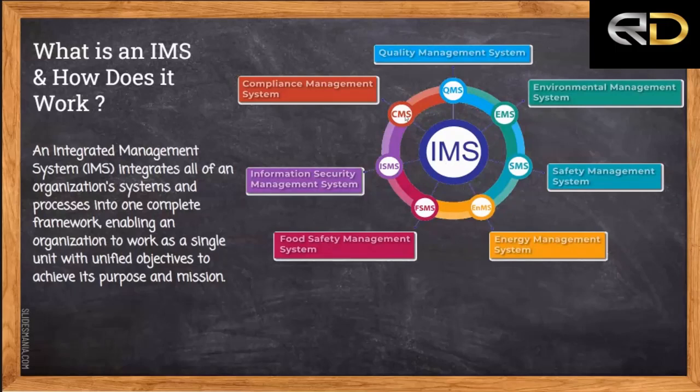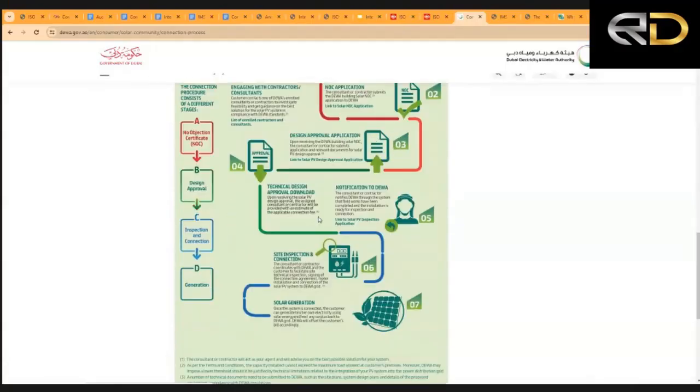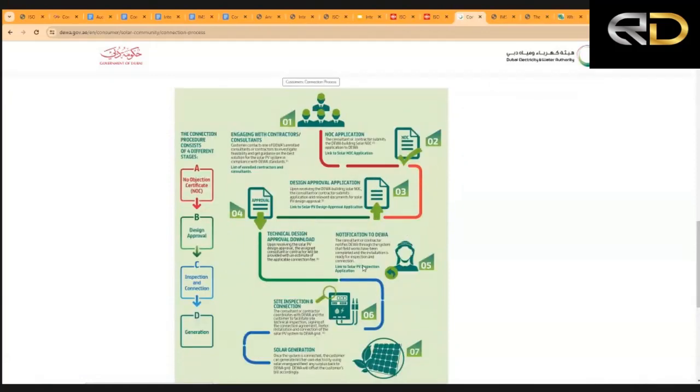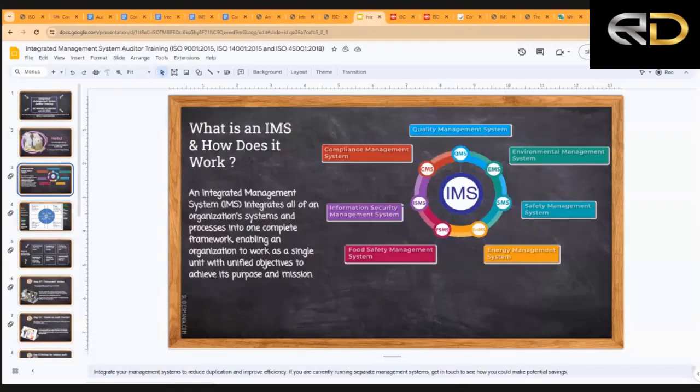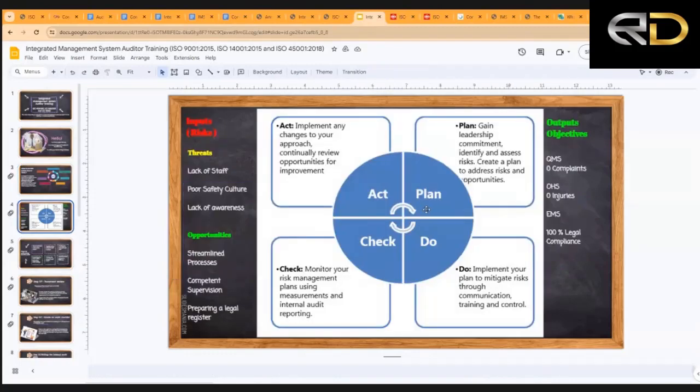So what I'm going to do right now is put it up a notch. I'm now going to show you how exactly an integrated management system can be used in an organization like this. I'm going to give you an example of how an organization can integrate their systems into one complete framework, and work as a single unit to achieve their unified purpose and mission.